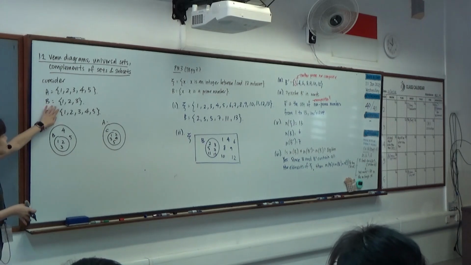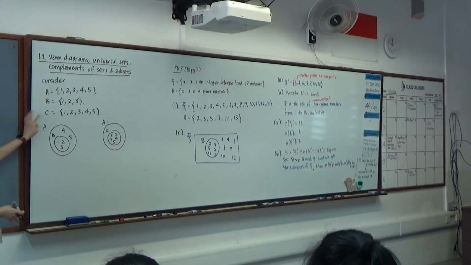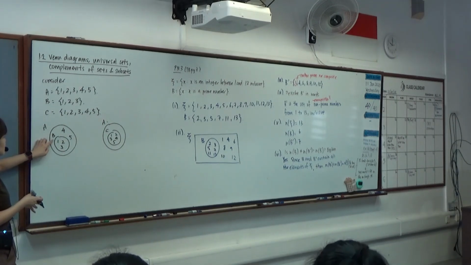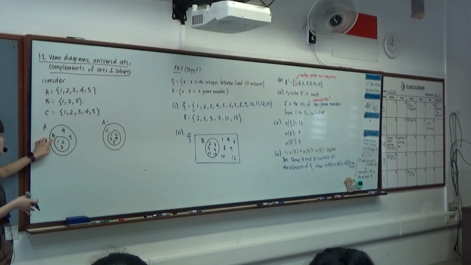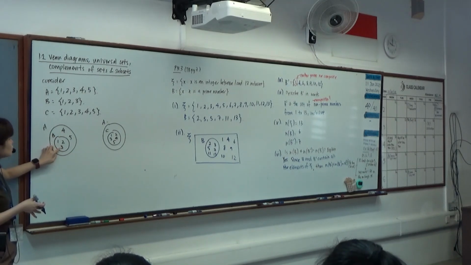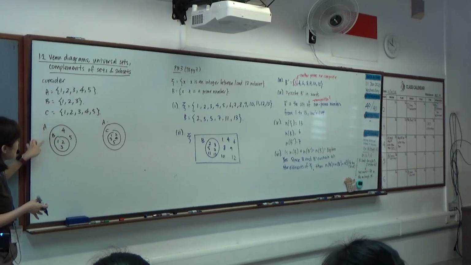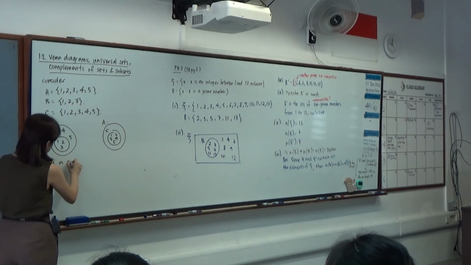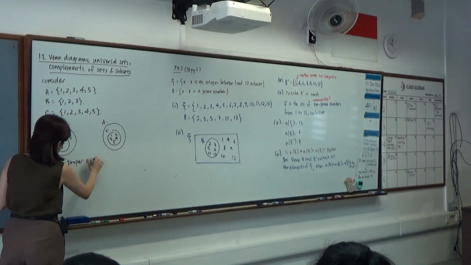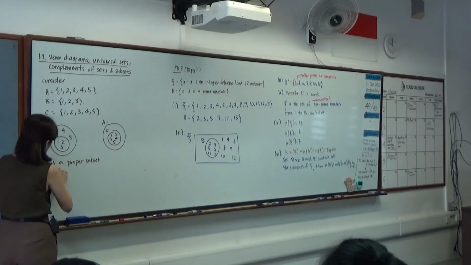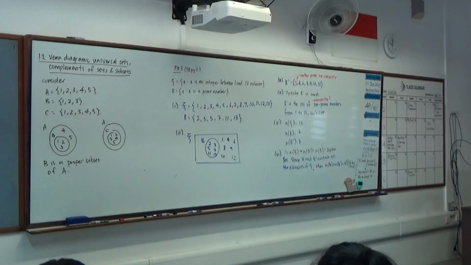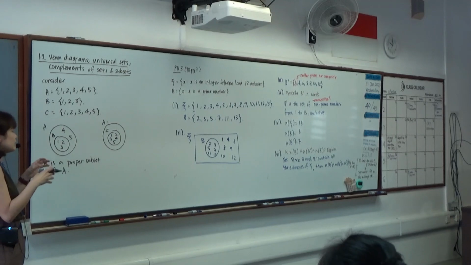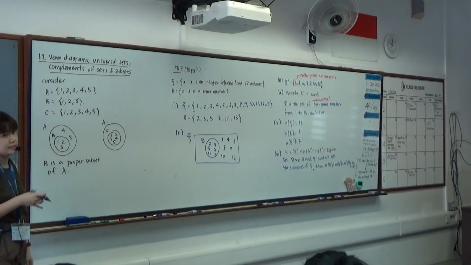Then B is the set containing 1, 2 and 3, and C is 1, 2, 3, 4 and 5. If I were to draw a Venn diagram, B will contain 1, 2, 3, while 4 and 5 will be outside, but still within A. What we call this is that B is a proper subset of A, whereby clearly B is a smaller set out of A. It is not exactly the same.